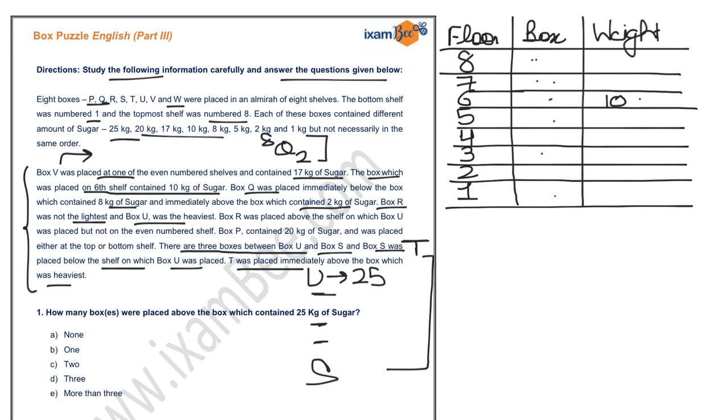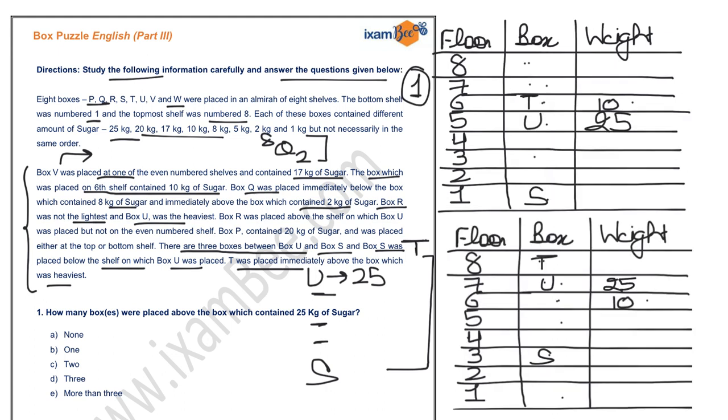So accordingly I am drawing the two cases. These are your two cases, where in the first case T is placed at the 6th position and in the second case T is placed at the 8th position. Now in the question it is given to you that box R was placed above the shelf on which box U was placed, right? Now your box R is above U. So if you look at case number 2, you have to eliminate this case, because this condition does not fit in your case number 2.